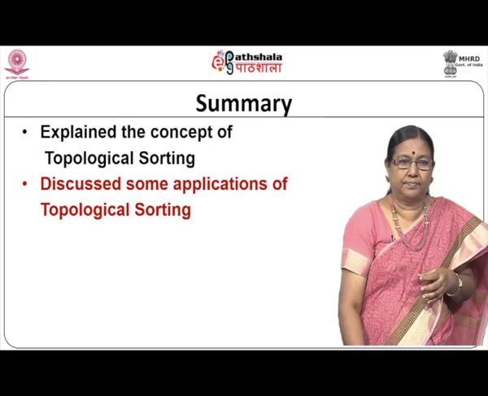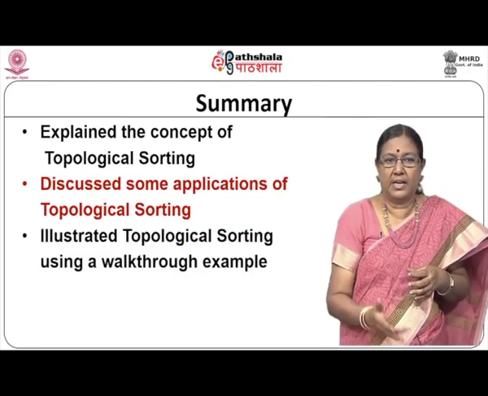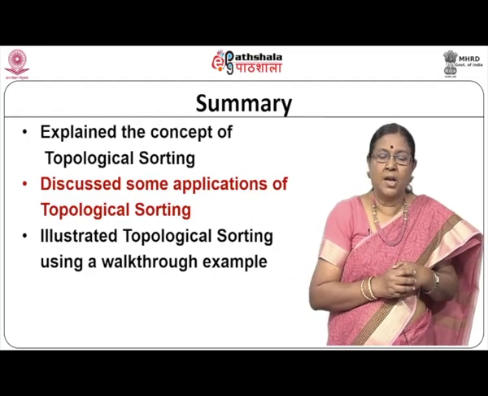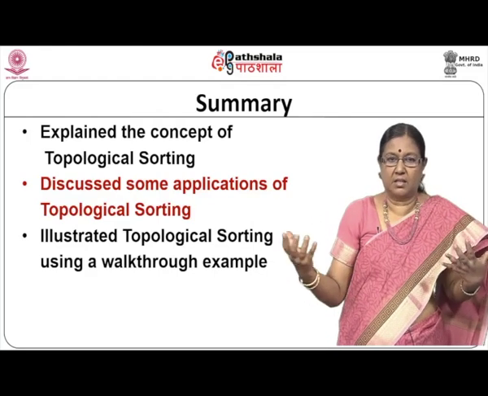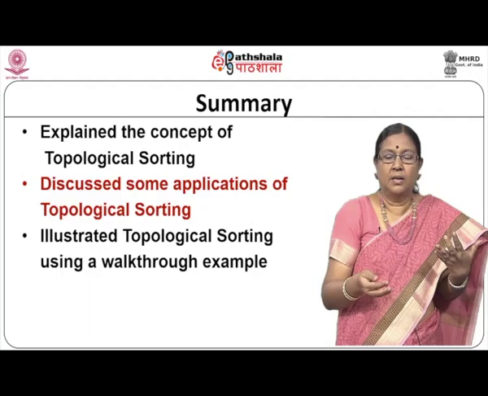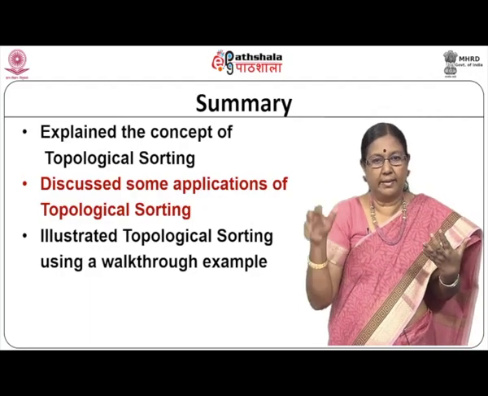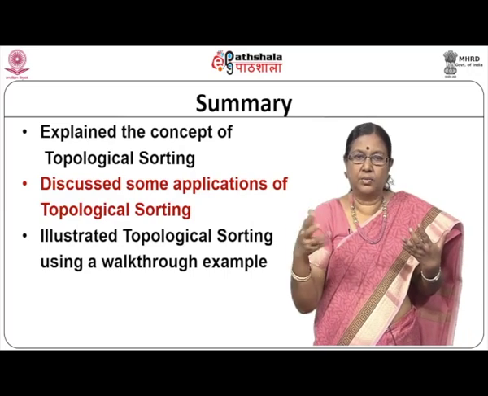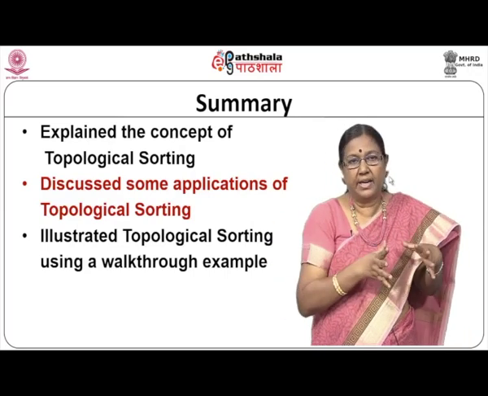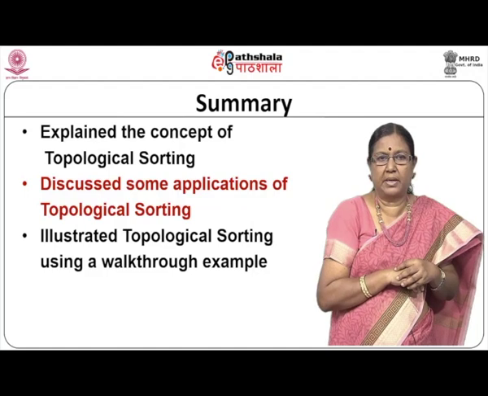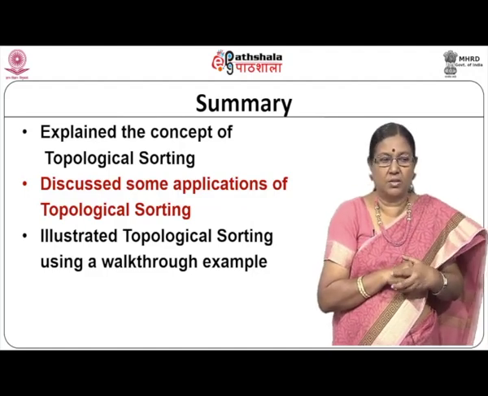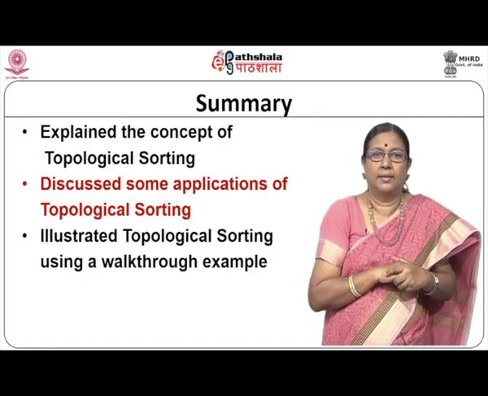And we illustrated the topological sorting using a walkthrough example, where we showed the 3 data structures that are used. One, a linked list with the nodes and their neighbors. Another is an array indexed to give the in degree of each node. And then we had a queue where we put the nodes when they become 0 in degree because of removal of their neighbors. So, this is what we did in this particular algorithm.